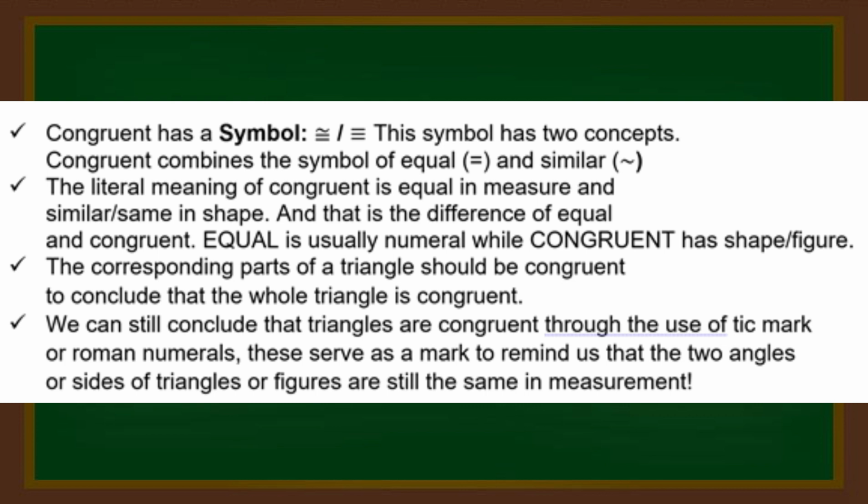The corresponding parts of triangles should be congruent to conclude that the triangles are also congruent. We can still conclude that the triangles are congruent through the use of tick marks or Roman numerals. They serve as a mark to remind us that the two angles or sides of triangles or figures are still the same in measurement.